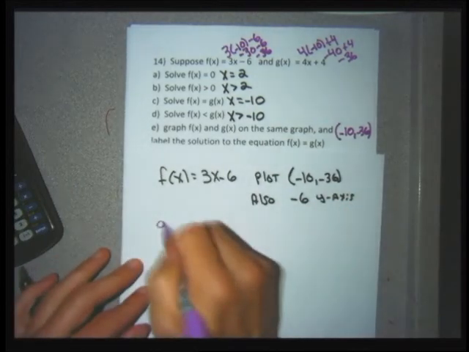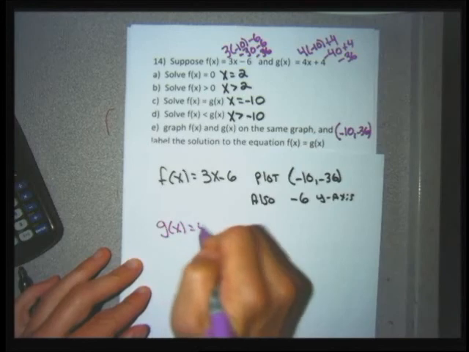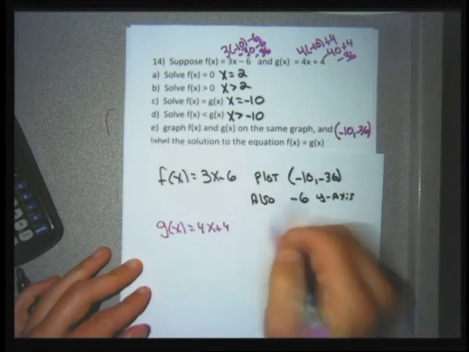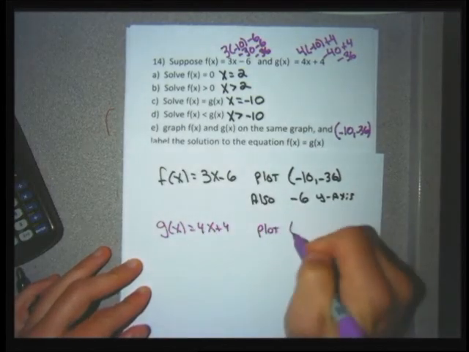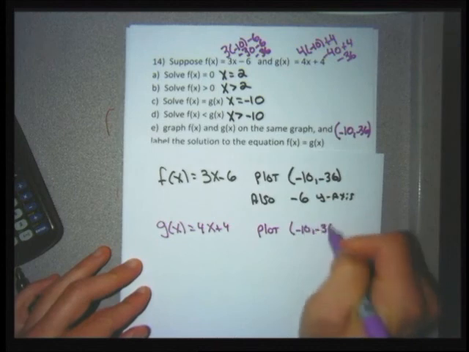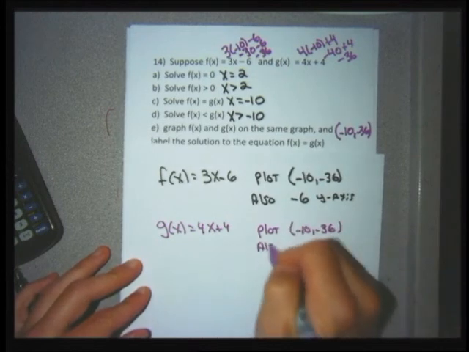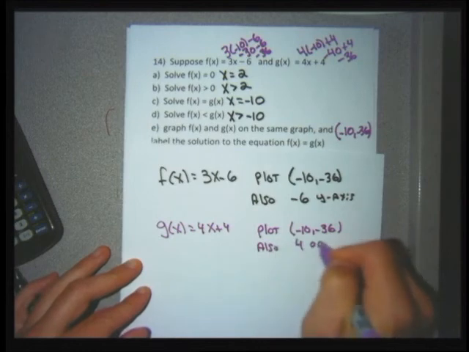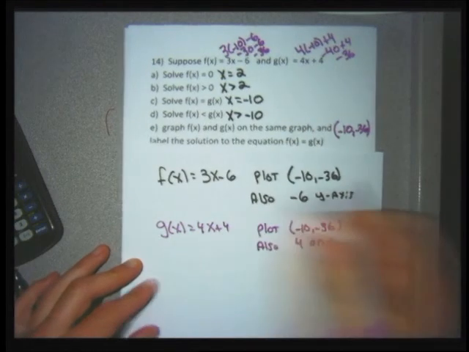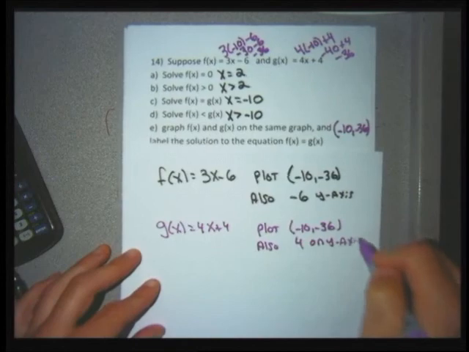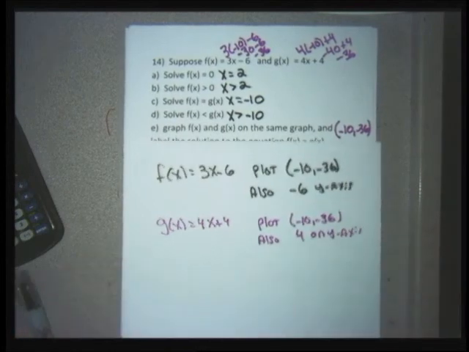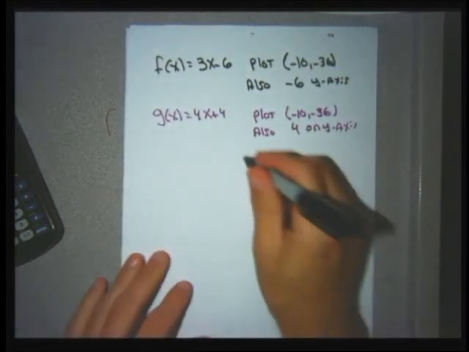When I go to do the g of x equal to 4x plus 4, I'm going to also plot the point -10, -36 because those are where the two graphs intersect. And I'm also going to plot 4 on the y-axis because that's the y-intercept. And I'm going to connect those points. So let me do that graph quickly.